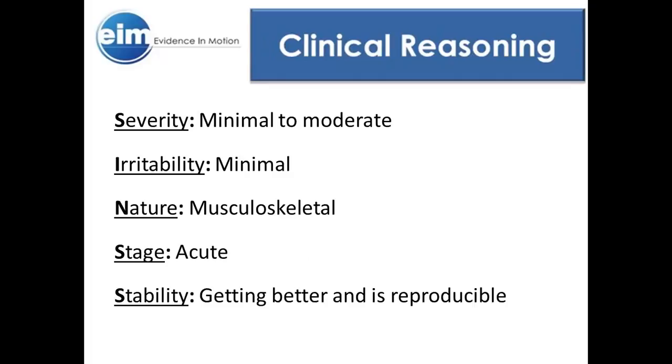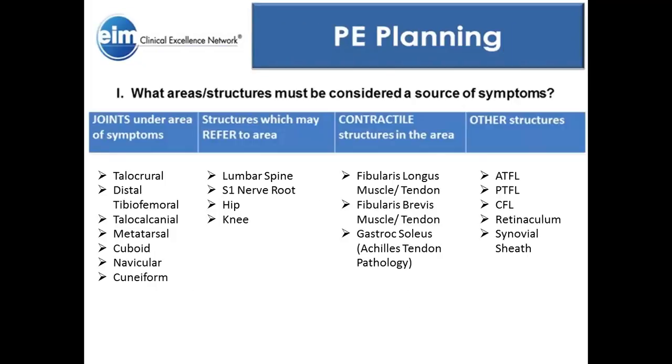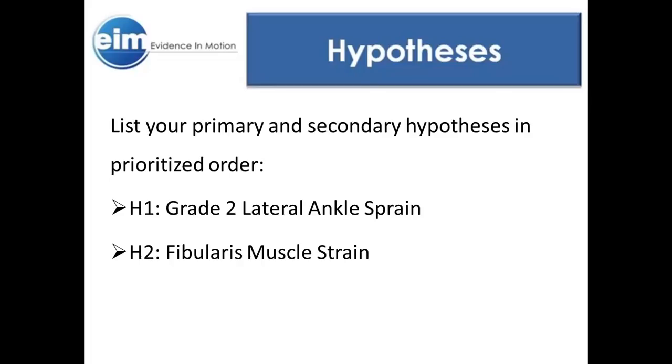My clinical reasoning using the CEN method was as follows. The severity was minimal to moderate. Irritability was minimal. The nature was musculoskeletal. The stage was acute, and stability was getting better, but it is reproducible. I have listed here some of the joints and other structures under the area which could be the cause of the pain that he is experiencing. After going through the patient history, my primary and secondary hypotheses remained the same.